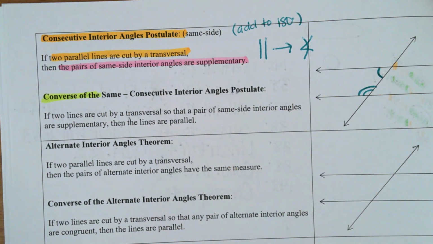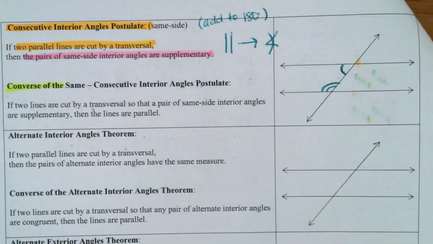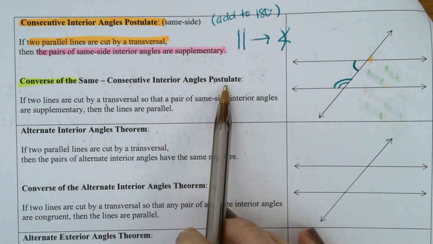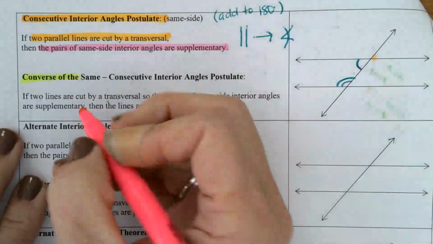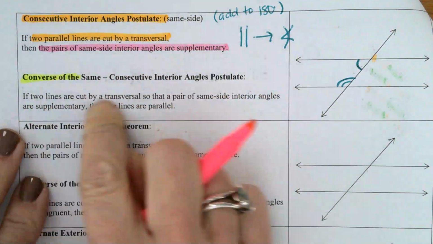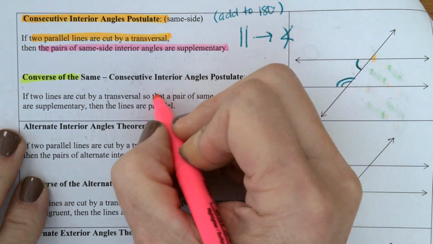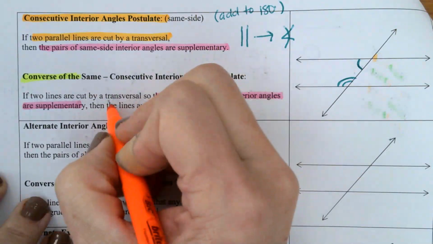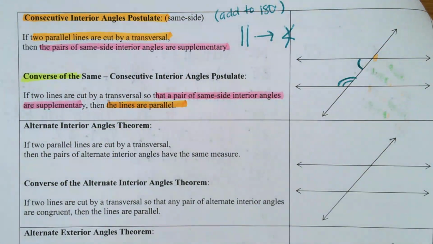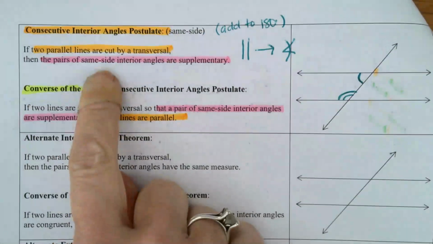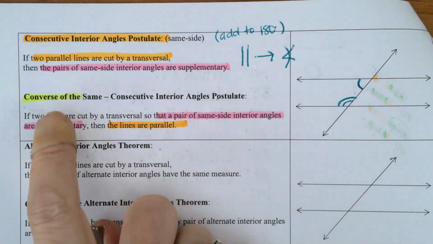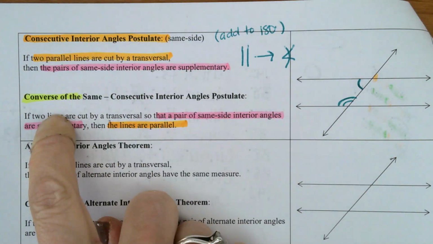There's a lot of vocab in this unit. So the converse of the same side or consecutive interior angle postulate states that if two lines are cut by a transversal so that a pair of same side interior angles are supplementary, then the lines are parallel. So I just flip-flopped it. That's the converse of that. Sometimes your answer is consecutive interior angles postulate, and other times it is the converse of that.